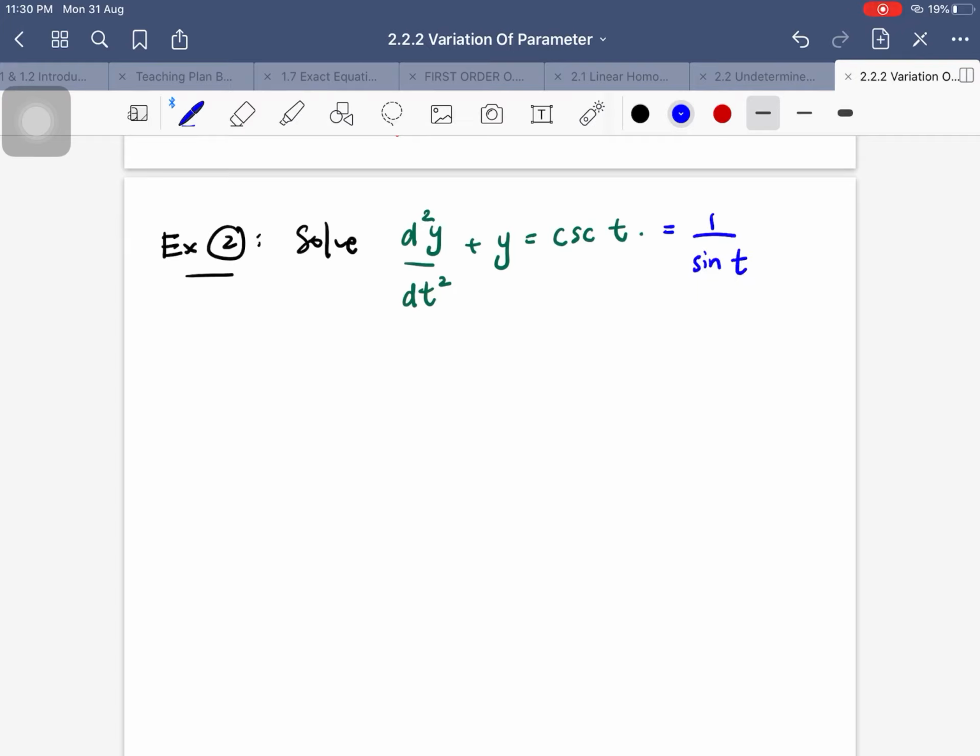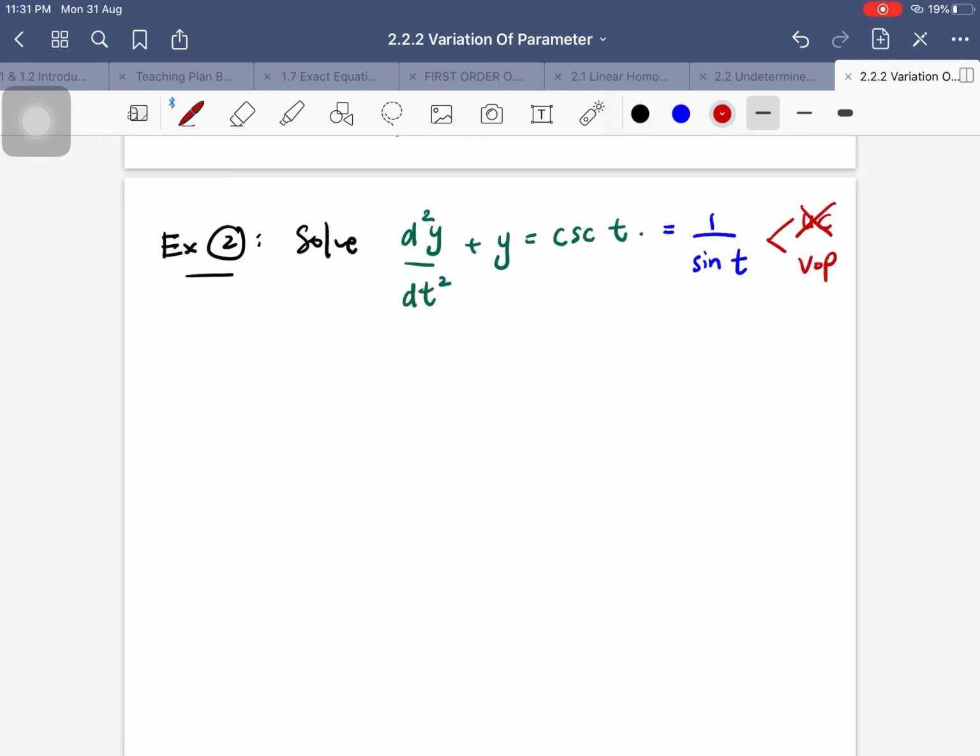So for this question, the previous one stated exactly that you have to use VOP, but this one doesn't state which method for you to use. So the question is, can you use UC for this? The answer is no. You cannot use UC for this because remember, you can only use undetermined coefficient if it's a sine or cos. 1 over sine, 1 over cos is a no. Okay, so it's strictly only for sine and cos.